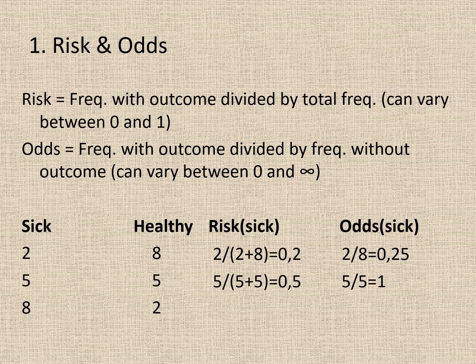And in the last example, 8 sick and 2 healthy. Risk of being sick, 80%. Odds of being sick, 4. So the probability of being sick is 4 times higher than the probability of not being sick. So that's the difference between risk and odds.